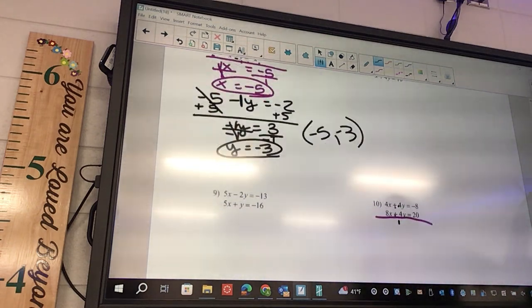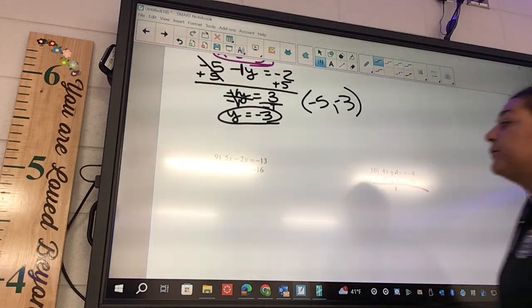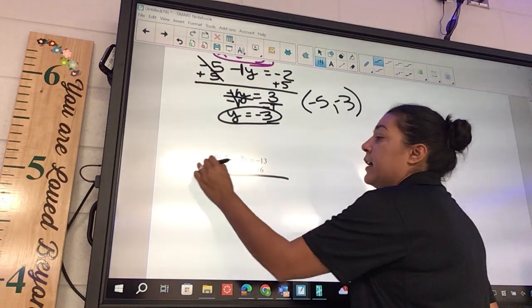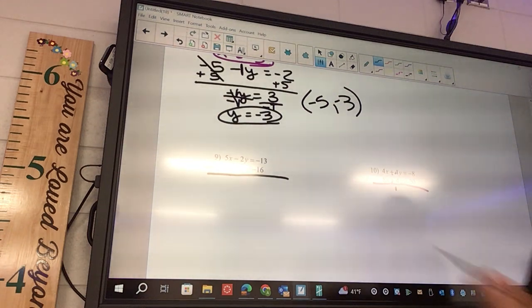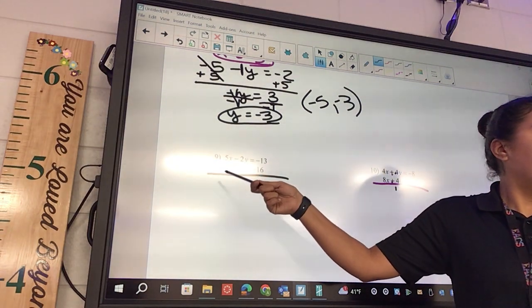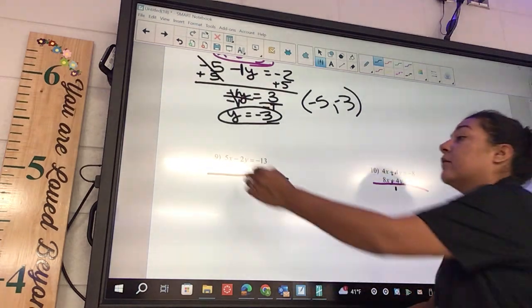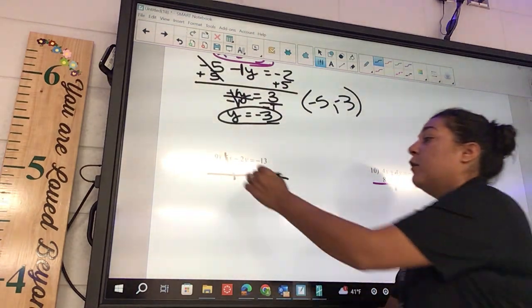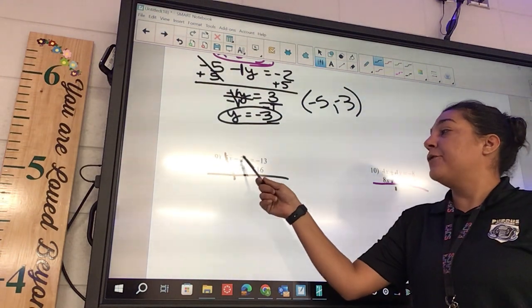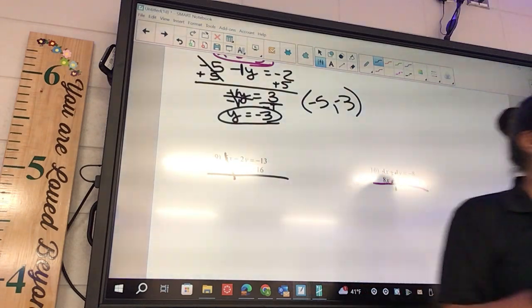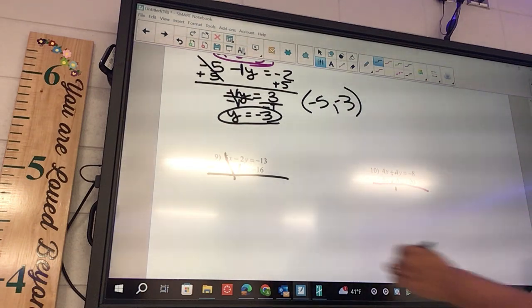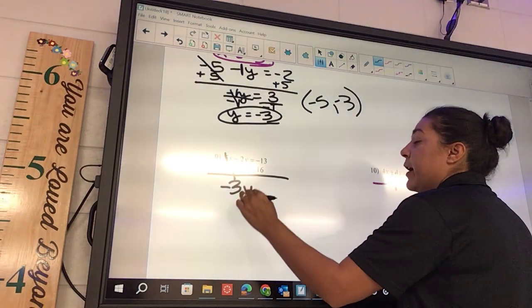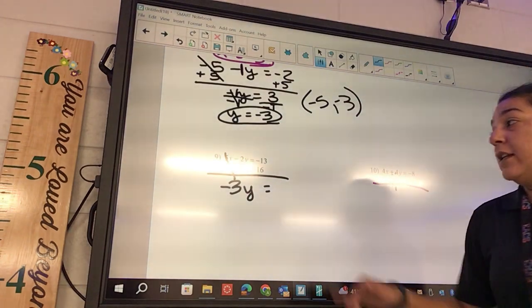Okay, look at number 9. Which ones are gonna cancel? The x's, and so we're gonna subtract because they're both a 5x. What is 5 minus 5? 0, they cancel. And I'm gonna put a 1 in front of this y. -2 minus 1. Negative 3y, and again, be careful, there's a lot of negatives.